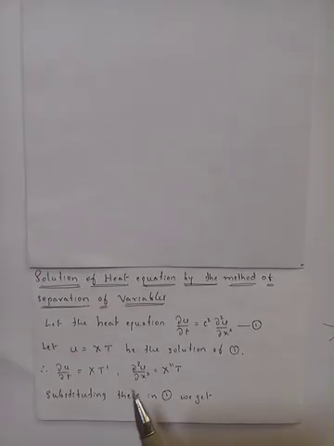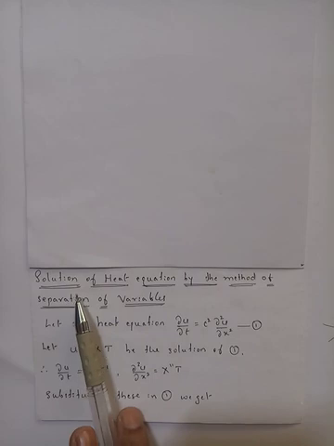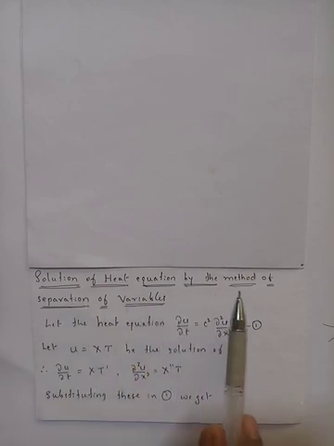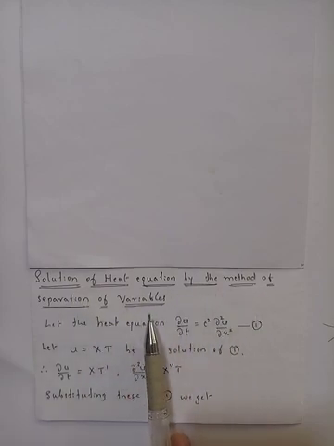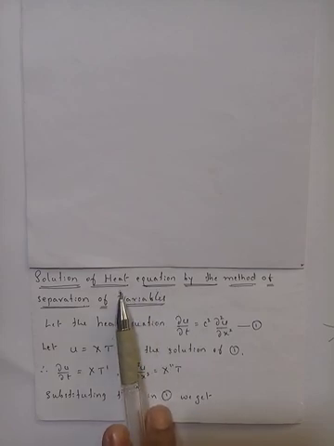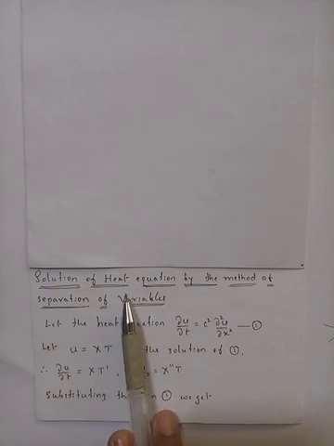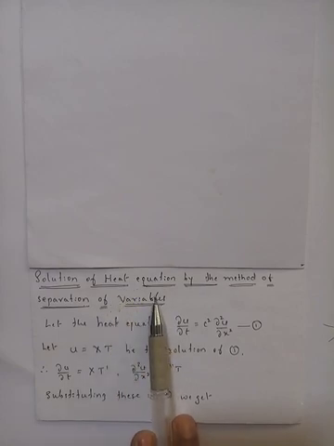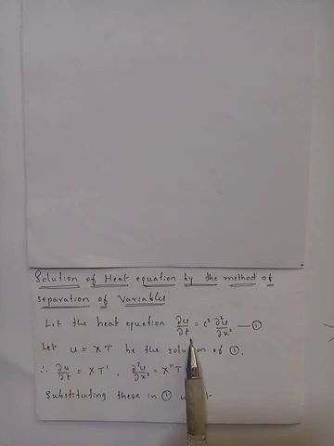Hello students. Now we are going to discuss the solution of the heat equation by the method of separation of variables. Here the heat equation means the flow of heat through the given material, which we express in a mathematical equation as a partial differential equation, that is, ∂u/∂t = c² ∂²u/∂x², where c² is a constant. So this equation represents the flow of heat.